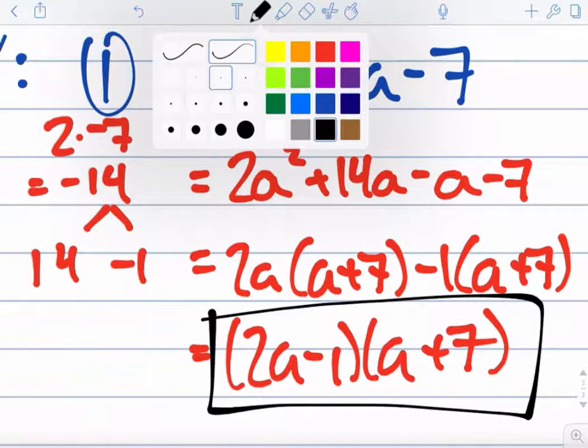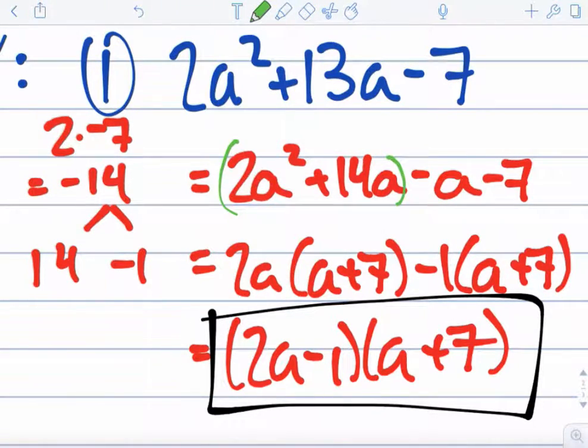Remember, I grouped it like this. Okay, and then this term is the same. Those are the same terms, so I pulled them out, and I'm left with 2a minus 1.